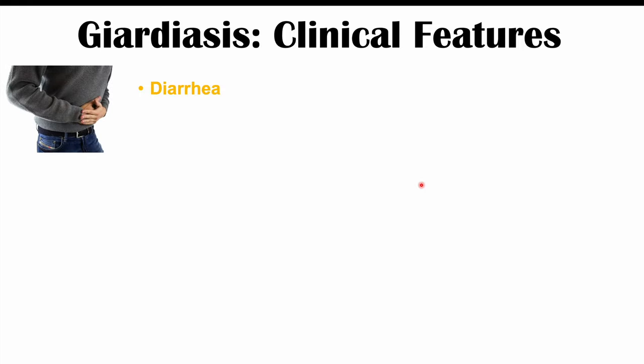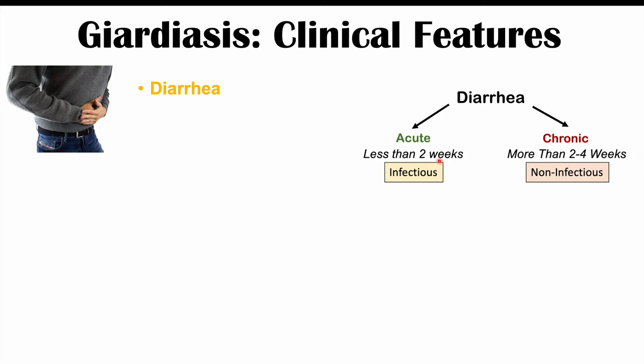In patients that do have symptoms, one of the hallmark findings of giardiasis is going to be diarrhea. Now this diarrhea can be acute or chronic. So acute diarrhea is going to be defined as being less than 2 weeks in duration. Oftentimes, an acute diarrhea is going to be considered as being due to an infection, whereas chronic diarrhea is going to be defined as more than 2 to 4 weeks, and it's oftentimes going to be considered non-infectious.